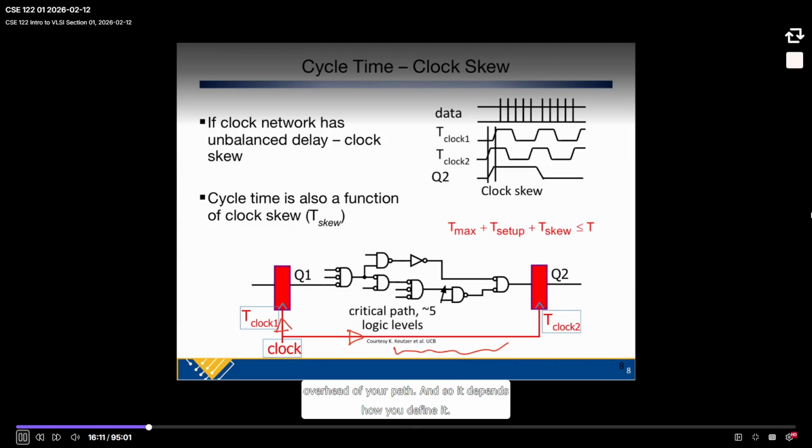And so it depends how you define it. Usually it's the receiving clock minus the launching clock to define skew, but there's no standard. It's just the delta between the two. Yeah. So if we want to synchronize everything across the chip, why do we have this in place?